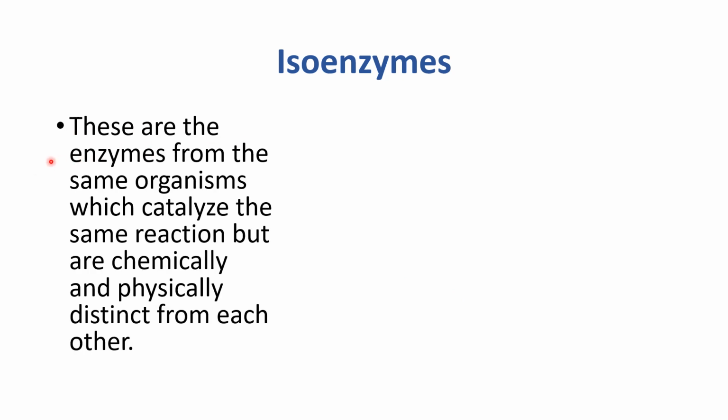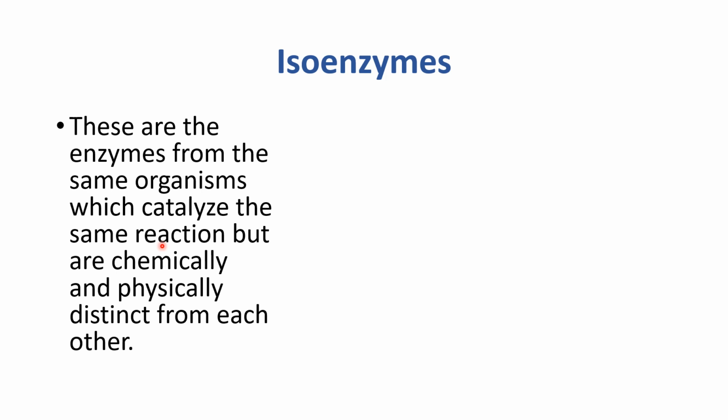The third characteristic is isoenzymes. These are the enzymes from the same organism which catalyze the same reaction but are chemically and physically distinct from each other. They are produced from the same organism, catalyze the same reaction, but are chemically and physically distinct from each other.